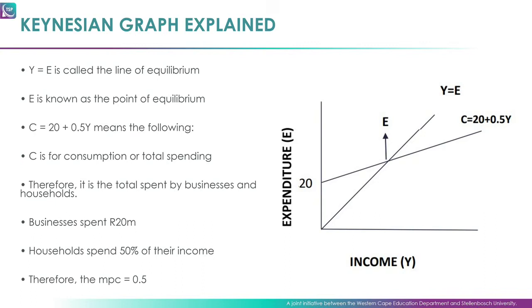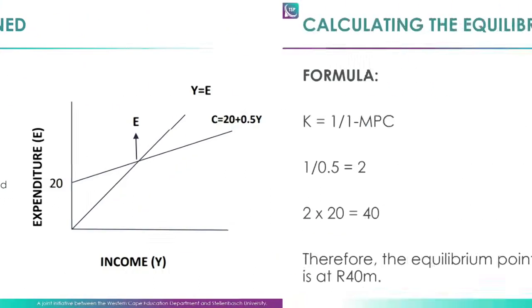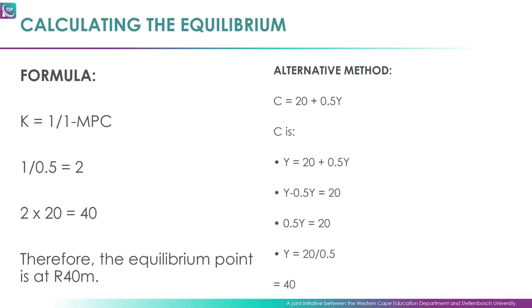And we said that to get to that point, you take your expenditure, which is the 20 that was invested by the businesses, times the value of the multiplier. And that's what I said. I will explain to you how you calculate the value of the multiplier.